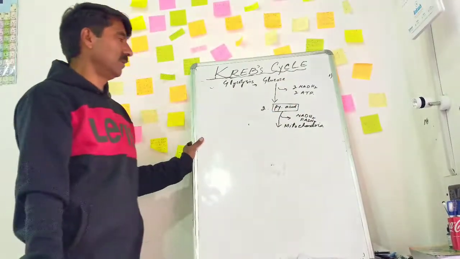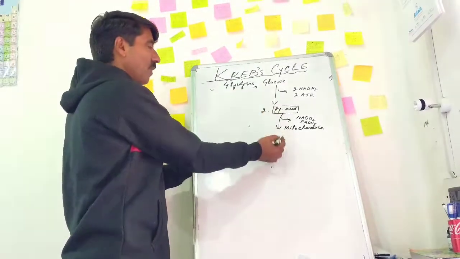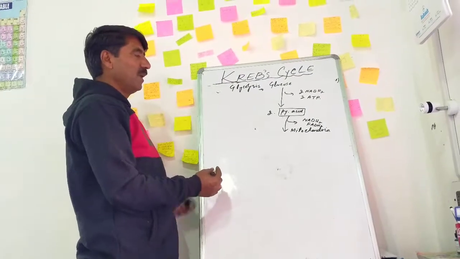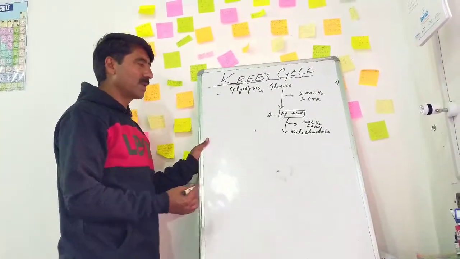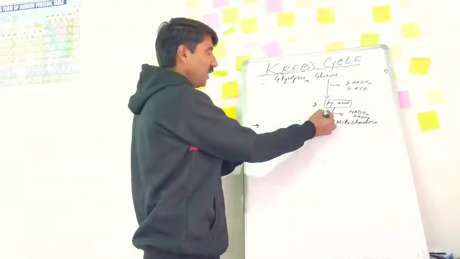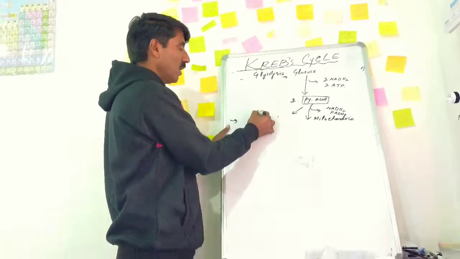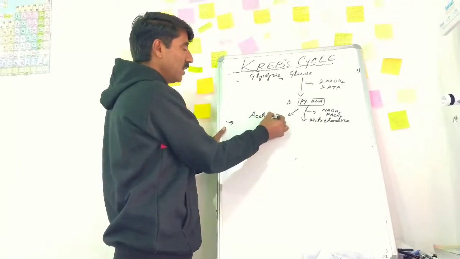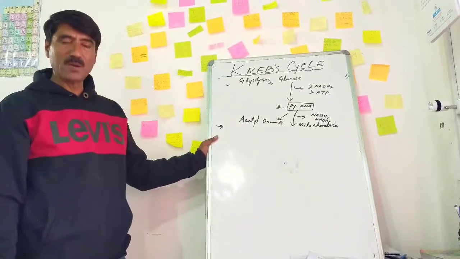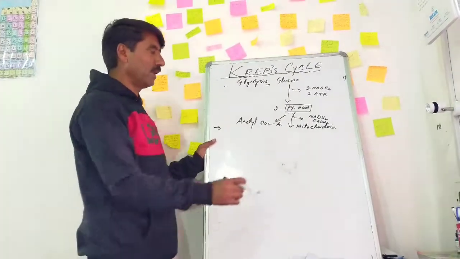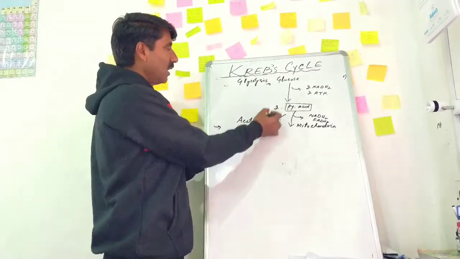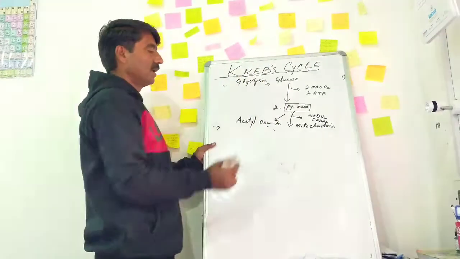Now this pyruvic acid, when it enters into the mitochondria, before participating in the Krebs cycle pathway, this pyruvic acid has to change and it gets converted into a 2-carbon compound known as acetyl coenzyme A. This conversion of pyruvic acid into acetyl coenzyme A is very important because this is the acetyl coenzyme A which links the glycolysis and the Krebs cycle.